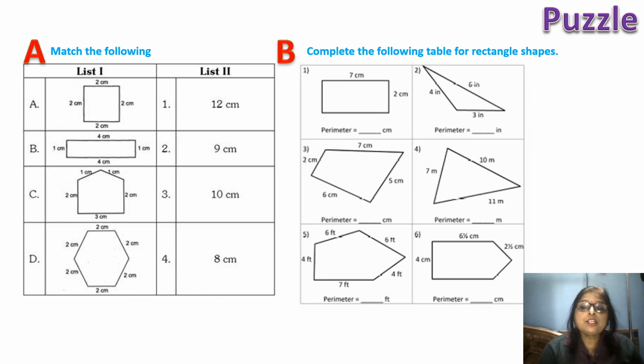Next, this is a puzzle. Very interesting. All of you see this slide and match the following. Questions A and B: complete the following table for rectangular shapes. So you observe it, say it, and try to do it yourself. This is all about your classwork and homework.